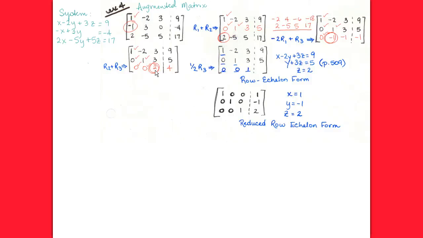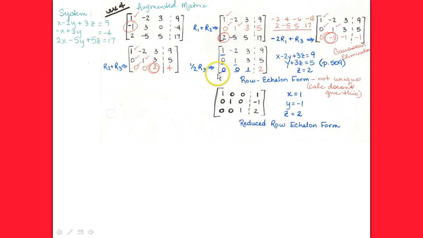Creating a 1 is really easy because if you multiply any number times its reciprocal, you always get 1. So the way that you can create a 1 is always just multiply it by its reciprocal, right? So if I'm going to multiply 2 by its reciprocal, then that means that I'm going to multiply it by 1/2. So I'll do 1/2 of row number 3. So if I do that, half of 2 is 1 and half of 4 is 2.